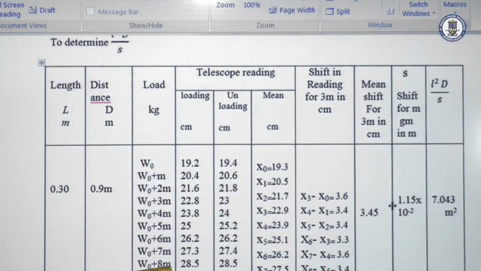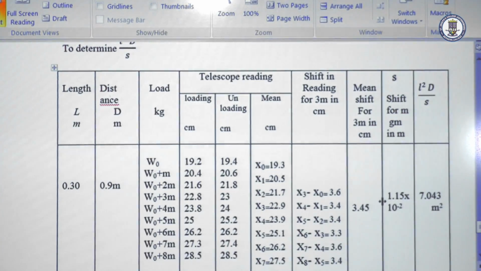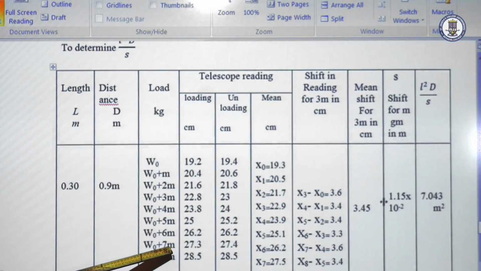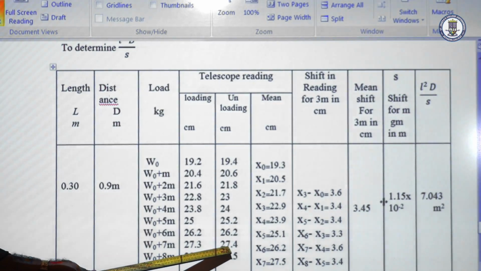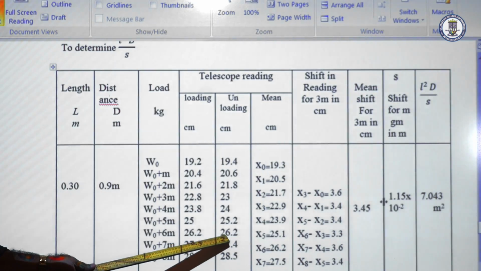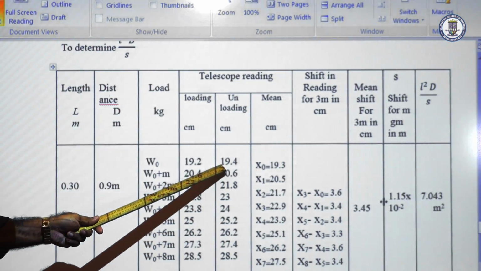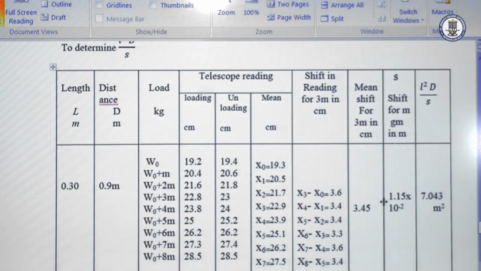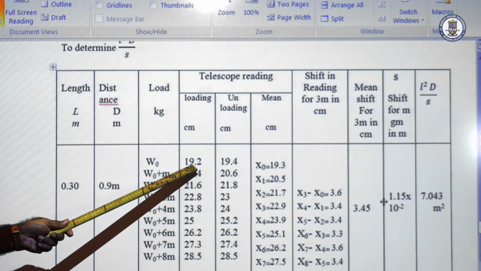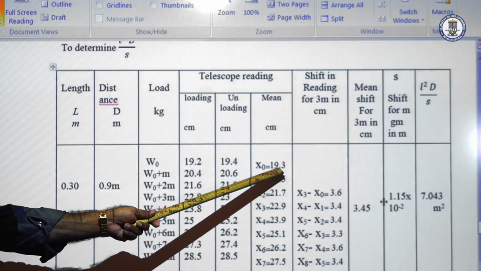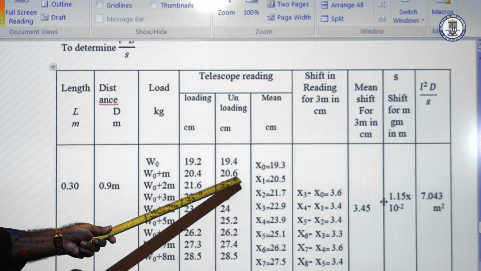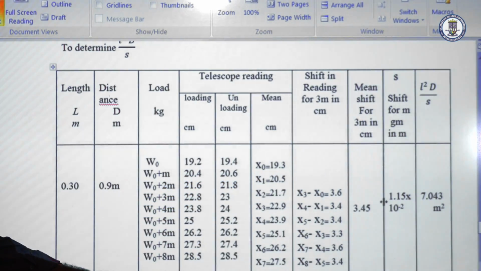Now when we removed one of the loads, we obtained the readings corresponding to 7M, that is 27.4, for 6M 26.2, for 5M 25.2, and so on up to W0, that is 19.4. The mean of these two readings, 19.2 and 19.4, is 19.3, and of 20.4 and 20.4 is 20.4, etc. So the mean value is determined and marked.